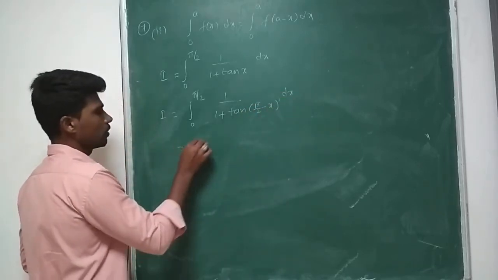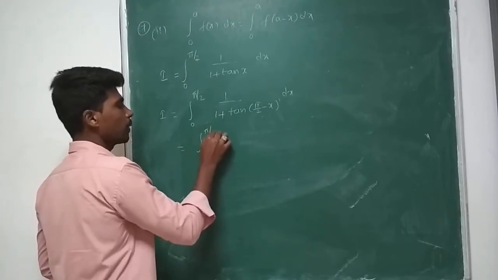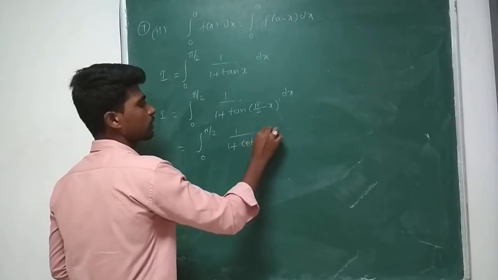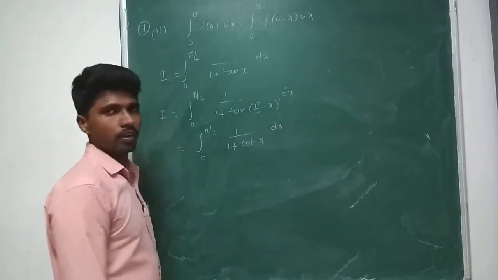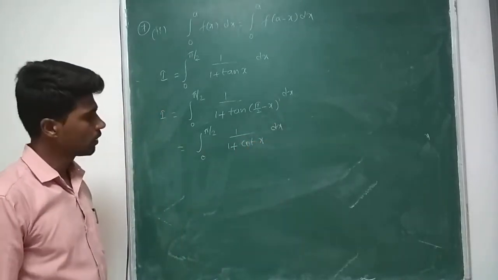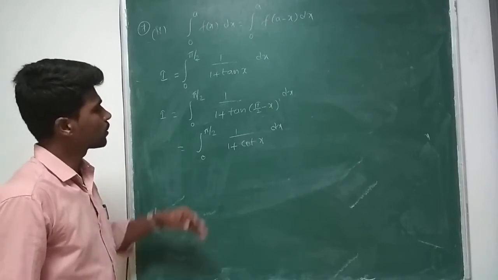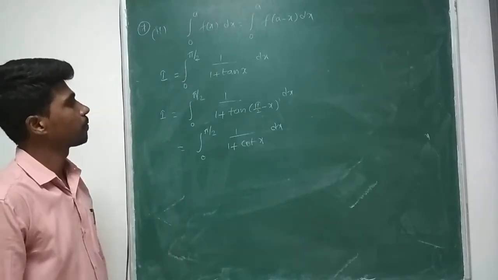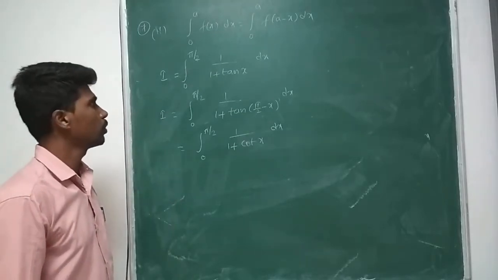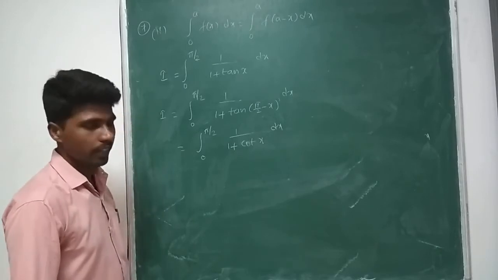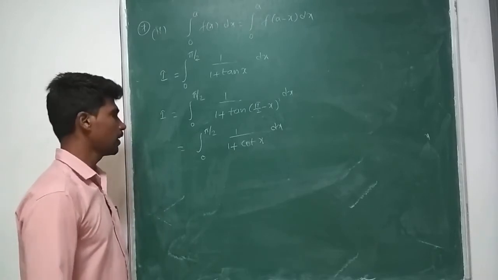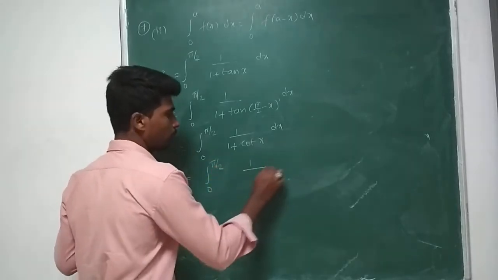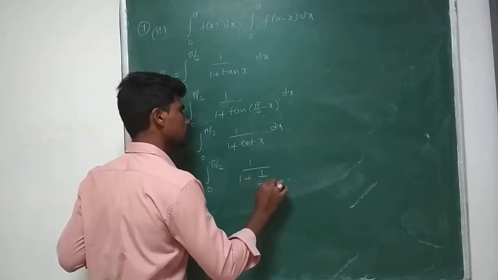So now it can be simplified as integral 0 to pi by 2 of 1 by 1 plus cot x dx. Can I express this 1 by 1 plus cot x in terms of 1 by 1 plus tan x? Check whether I am able to express or not. Yes, I can do it. So I can rewrite this as integral 0 to pi by 2 of 1 by 1 plus 1 by tan x.